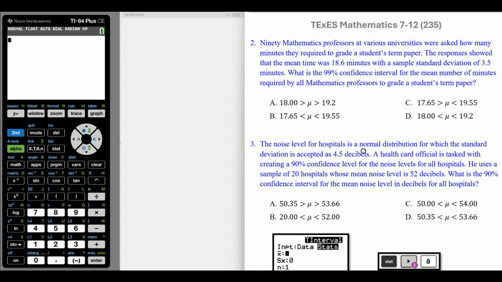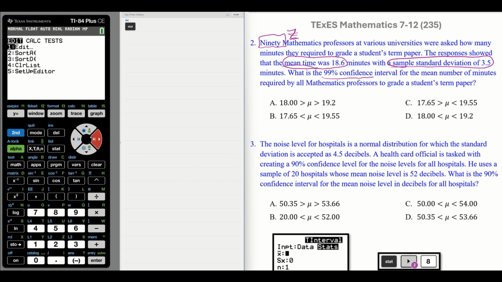Okay, we have some important things. Here is our confidence level. There's our mean. We can use a z-score because 90 is a large number. And we have all the data we need. And it says that we're using a sample standard deviation.